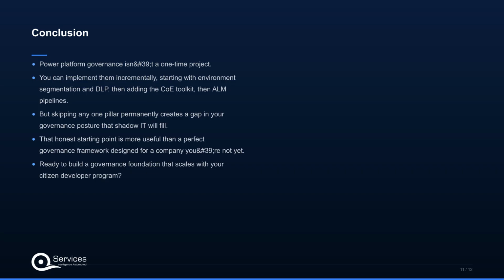If your current Power Platform governance setup has gaps, start with an audit: understand what's running in your default environment, which connectors your makers are actively using, and whether your DLP policies match your actual data classification requirements. That honest starting point is more useful than a perfect governance framework designed for a company you're not yet.